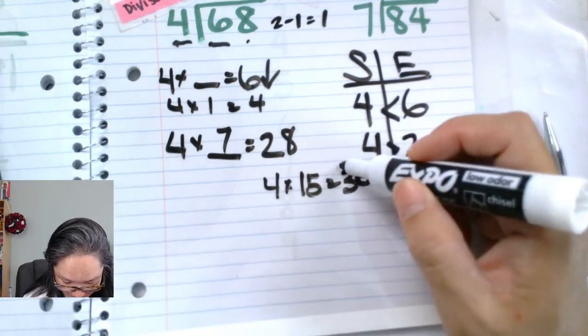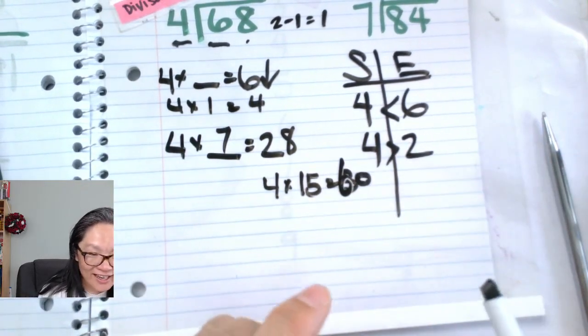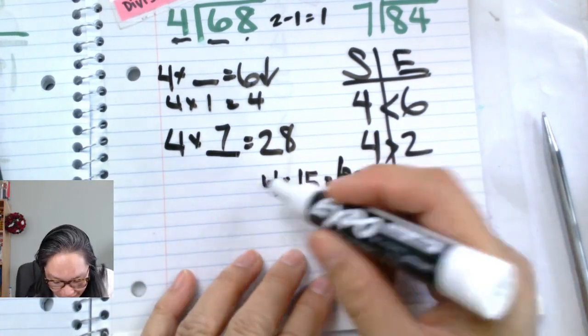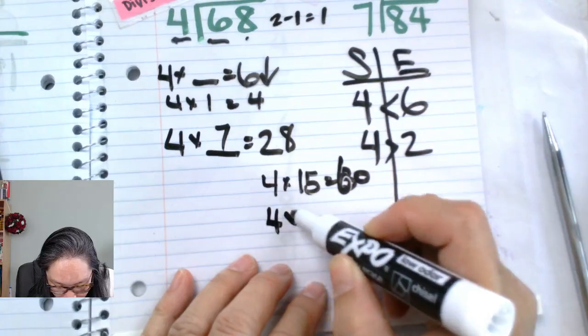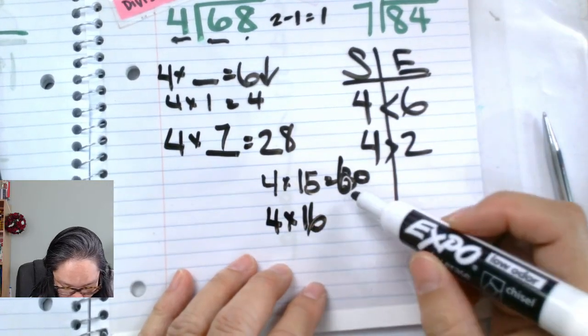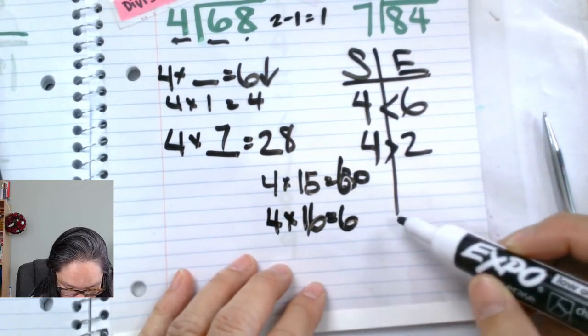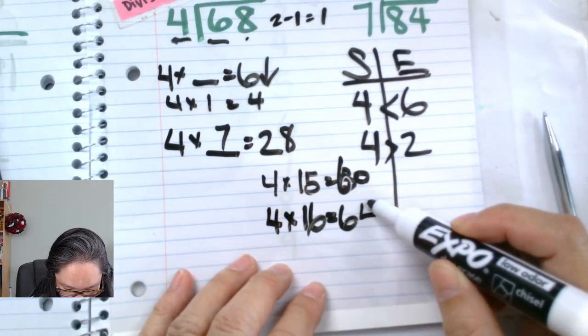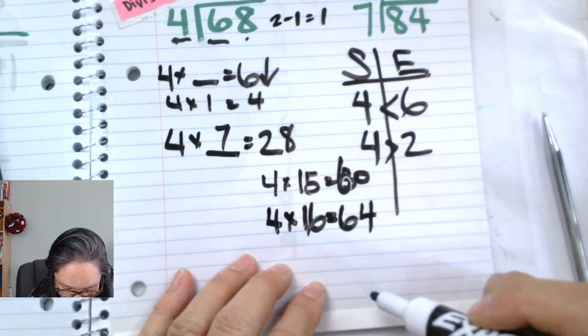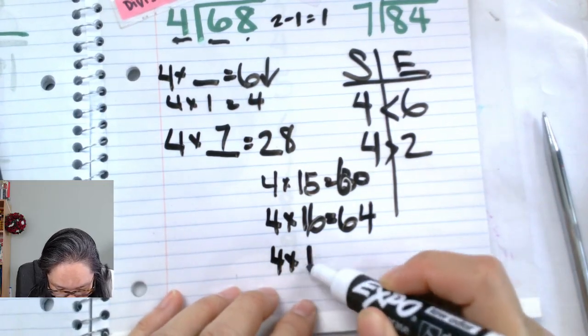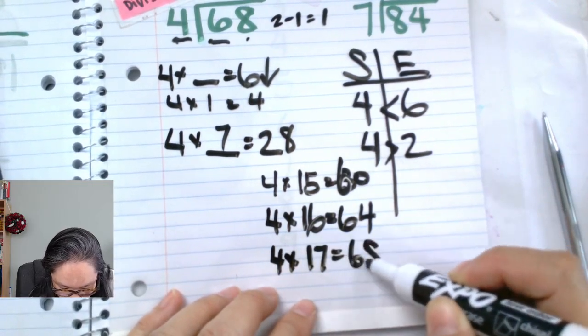No, 60. That's right. Thank you. Right? So then we would do what? 4 times 6 is what? 64? Right? And then we do 4 times 7 is 68.